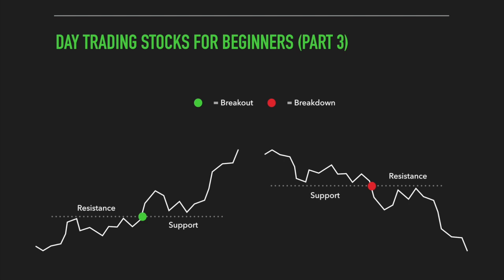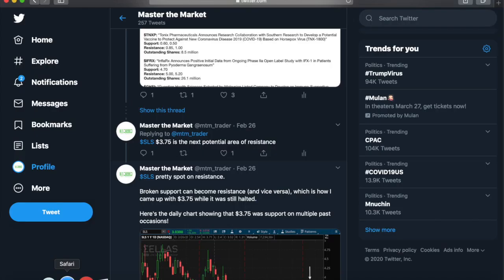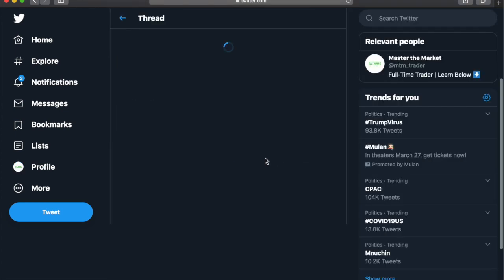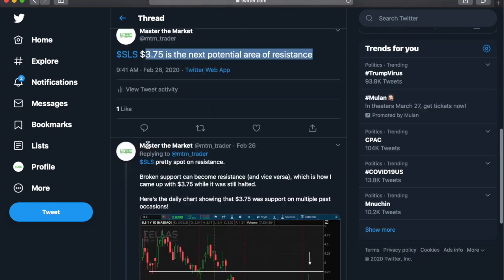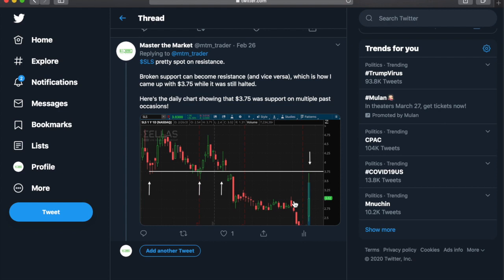And actually, if we go over to my Twitter real fast, just the other day we had a perfect example of broken support turning into a level of resistance. So we had the stock SLS that was spiking up in the morning, and it actually was halted for volatility at 9:38 in the morning. While it was halted, I simply looked at the daily chart of the stock, and I said that $3.75 is the next area of resistance. At the time, it was at about $3.30, I believe. And later on, just a few minutes later, once the stock resumed trading, it spiked all the way up to $3.71 before it came all the way back down and later on closed below $3.